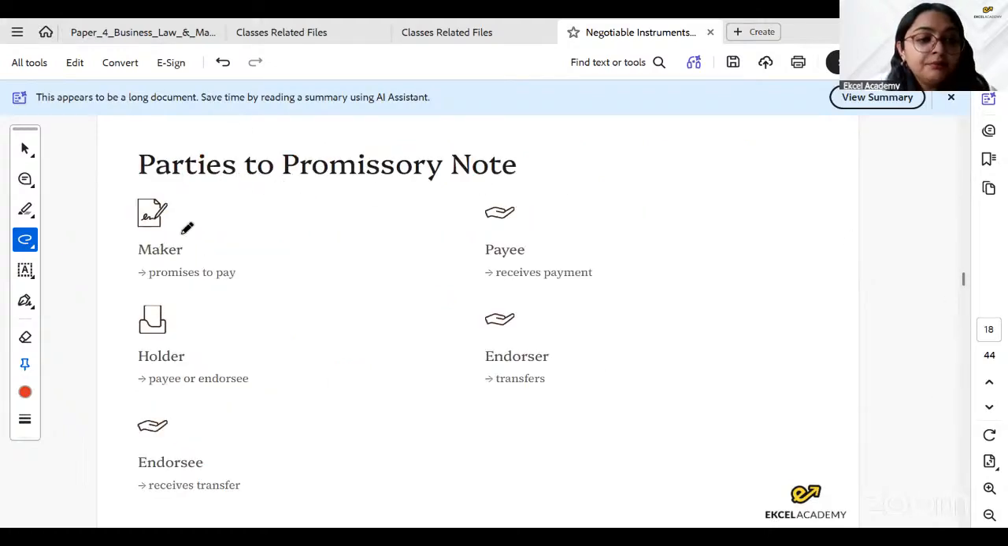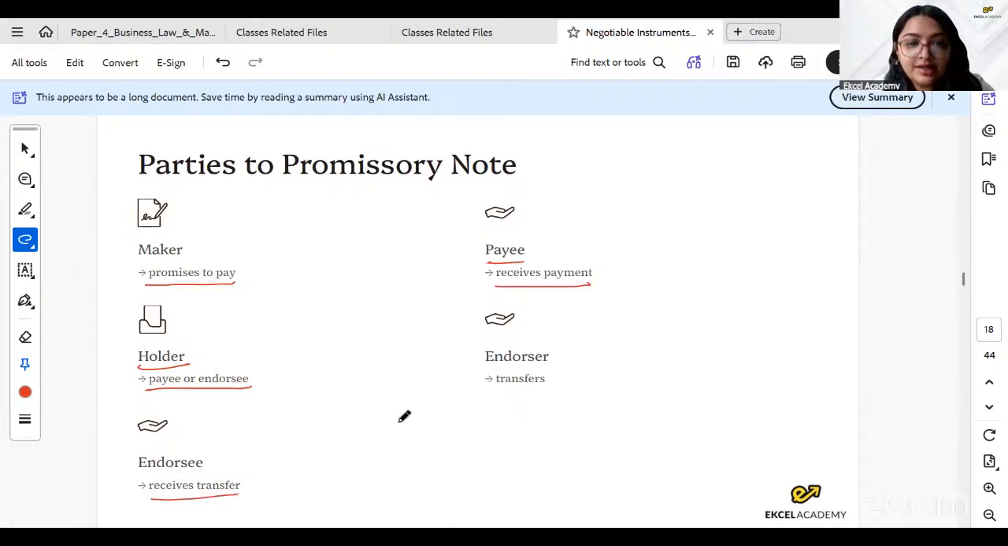One is the maker, who promises to pay. Then there is the payee, who receives the payment. The holder can be the payee or the endorsee. So your payee can be the holder or the endorsee. The endorser is the one who transfers. The endorsee is the one who receives the transfer.